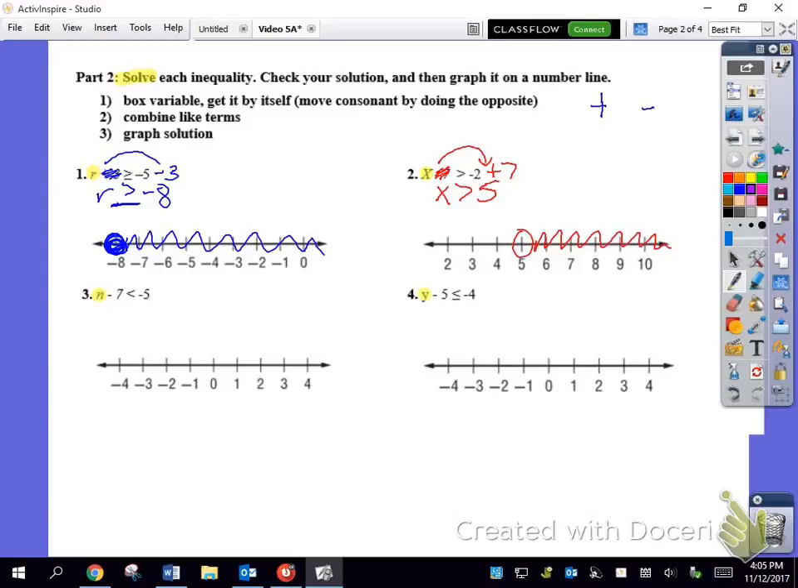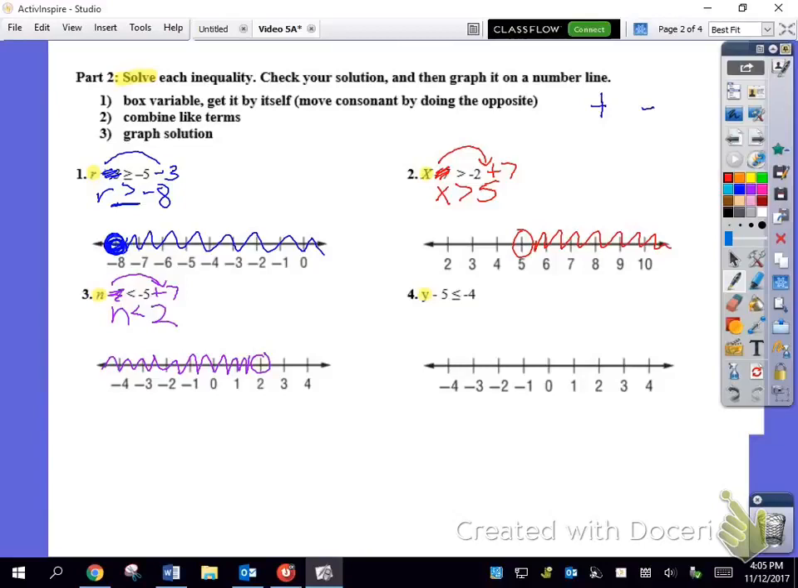Number 3, I move the -7 to the other side. That becomes a +7. So n is less than 2. There's not a sign, so I'll leave it open, and I shade to the left. Anything to that side makes that true.